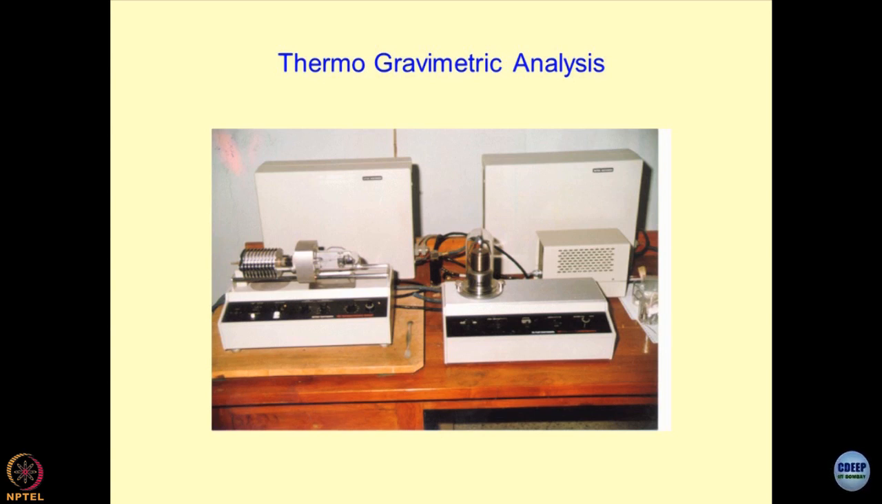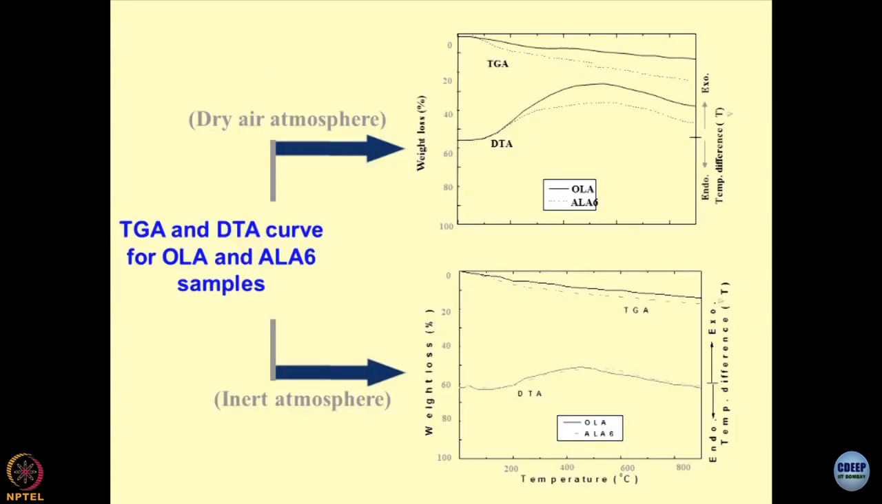And you can plot a relationship like this, which shows on the y axis the weight loss percentage and on the x axis the temperature. So let us first decipher the graph: weight loss on the y axis on the left hand side and the temperature on the x axis. This is what is known as thermogravimetric analysis, TGA. If you consider only the first two parts of the graph, this one and this one, what it shows is as the temperature increases on the x axis, percentage weight loss increases, alright.